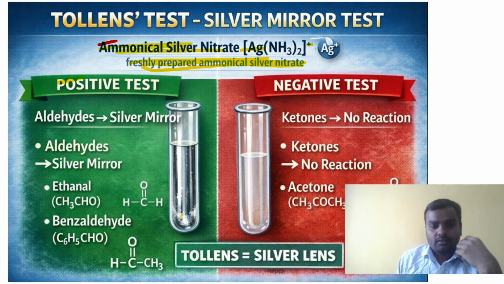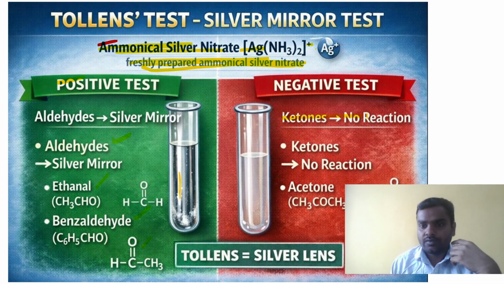Positive test, what happened? You can see there is a kind of silver mirror forming here. You can see a kind of white silver precipitate is forming. What will give this test? Aldehydes will give silver mirror, like ethanal, benzaldehyde will give, right? Acetaldehyde will give. Negative test: ketones, no test for this one. Ketones will not give this test. No reaction with ketones. Acetone, right? So no test.